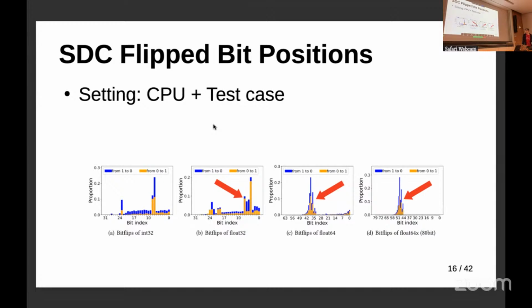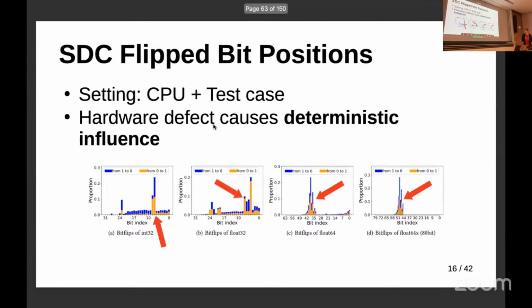The authors don't attempt to explain this odd spike at around bits 8 and 9 of integer operations, but they do just in general hypothesize that the hardware defect which was causing the SDC causes some kind of deterministic influence. Whatever that might be is left up to future work.